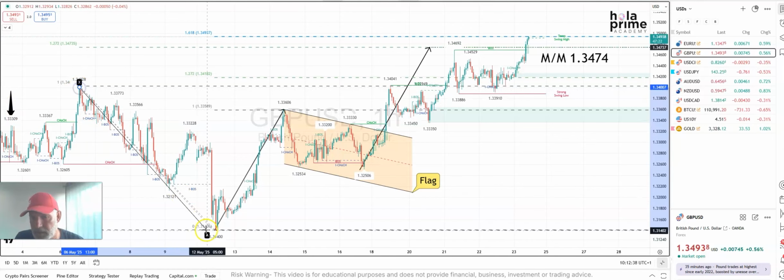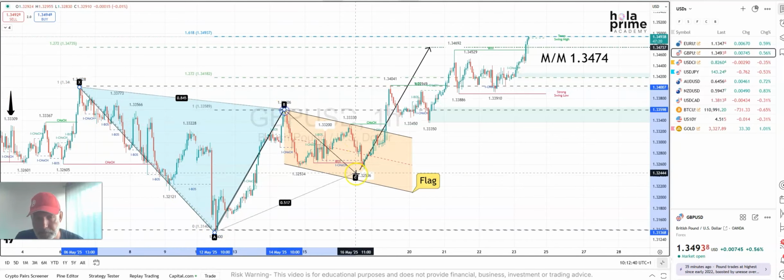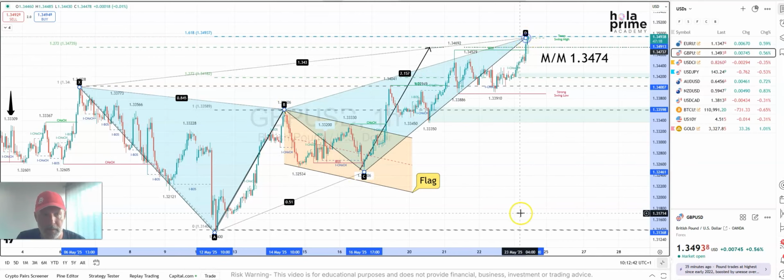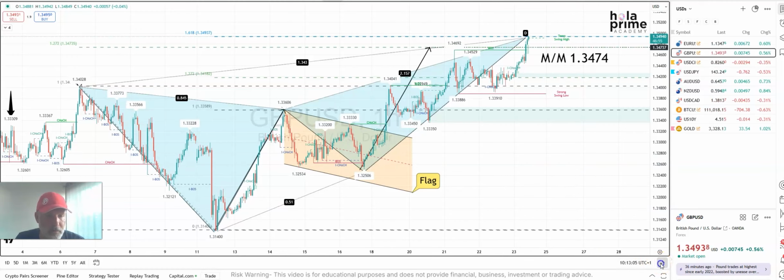So I believe what we might be forming, again, is this. Another cipher pattern, known as a butterfly formation. We haven't got confirmation as yet. What I want to see is a lower high, and then I can formulate where my target level is going to be, again using fib extension tools and retracement tools.